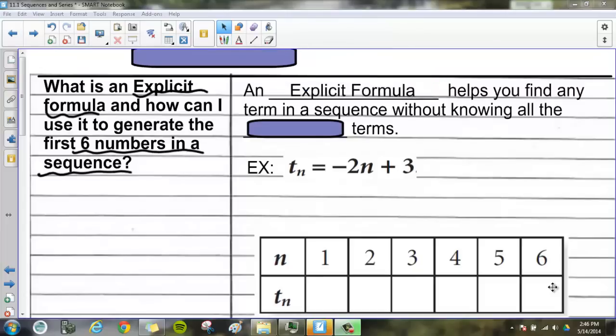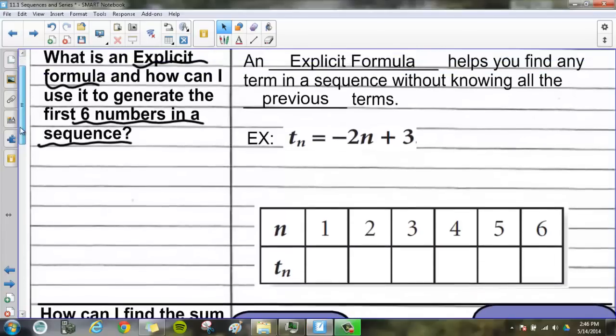An explicit formula helps you find any term in a sequence, and what's nice about it is you don't need to know the previous terms. Remember, in a recursive formula we had to know the first term, and then we had to know each other term to get to whatever term, the 6th term. Well, with this one you don't. You can just jump right away to the 6th term. You don't need to know the previous term.